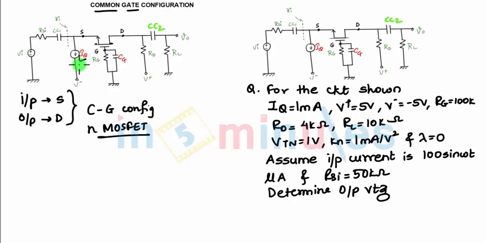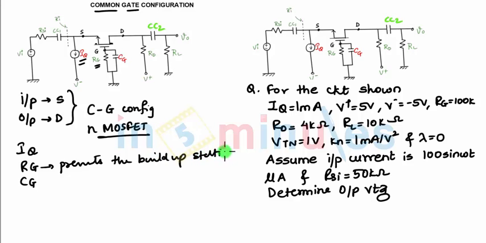Now the biasing over here: you can see a current source IQ is providing the biasing for the gate to source terminal. Then we have the gate resistor RG and the gate capacitance CG. Why are we using RG? It prevents the buildup of static charge. And why are we using the capacitor CG? It ensures that the gate is at ground potential.